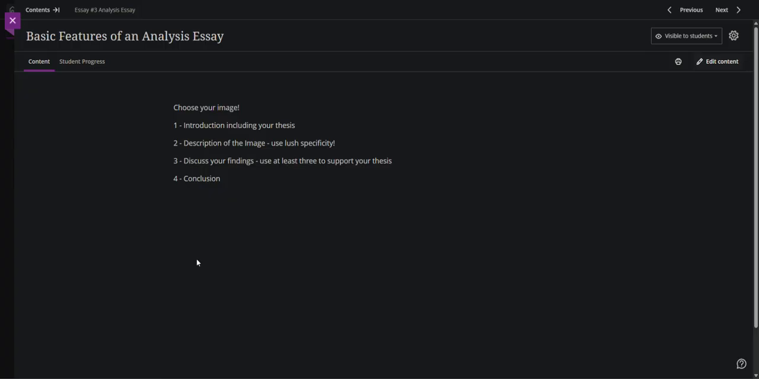So we've done away with the color coding, and we've now just moved on to the listing. So the first things first is you're going to choose the image that you wish to analyze. This image can be anything that is school appropriate, so no pornography. It also cannot be an image that you've taken personally. It needs to be a commercial image out there in the world.